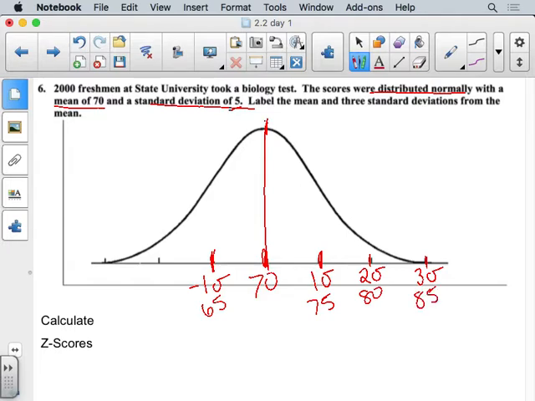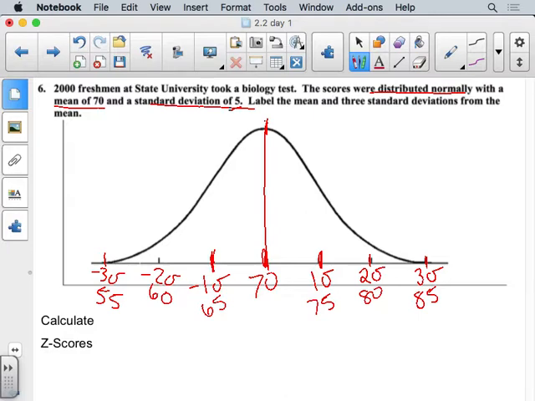So this was kind of a hard test, I guess. And so I'll do it down here too. -2 standard deviations would be at a score of 60, and then you have -3 standard deviations at a score of 55. Does that mean that nobody made below a 55 or above an 85? So we're gonna calculate that.